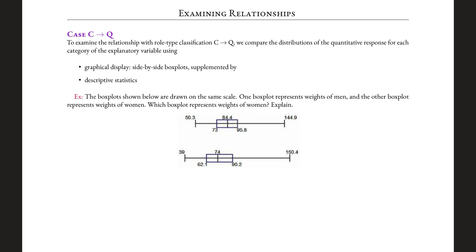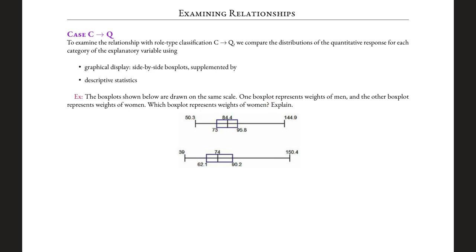For example, the box plots shown below are drawn on the same scale, meaning they are drawn on the same number line. For example, on the number line, 39 is certainly on the left of 50.3. 50.3 is certainly on the left of 62. And not only that, the scale needs to be appropriate as well, according to the numbers.